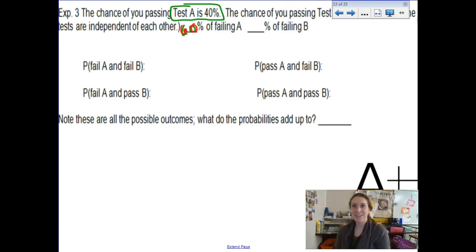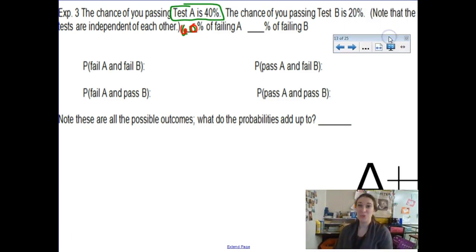And then I can't see the rest of this problem, but it says the chance of you passing test B. Come on. There we go. Oh, 20%. Yikes. Not good. So the chance of failing test B is 80%. That's not good. All right, so these tests are independent of each other.